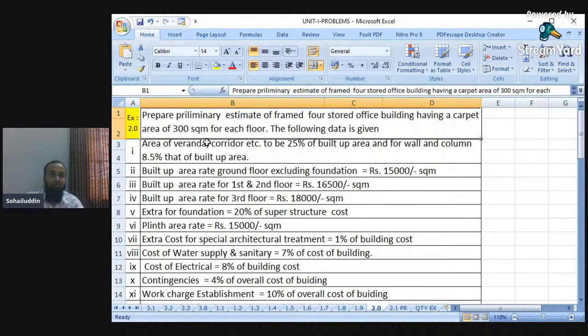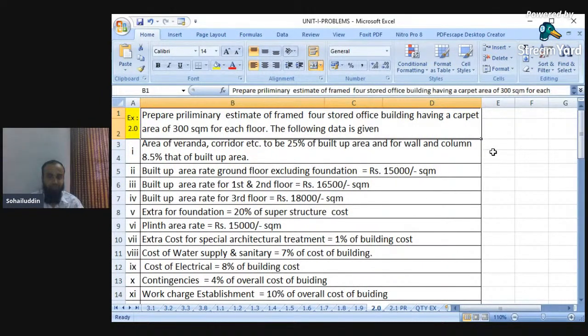So prepare a preliminary estimate of a framed 4-storied office building having a carpet area of 300 square meters. Not for all floors, but for each floor. That means we have to calculate for the different floors. So each floor will have 300 square meters. The following data is given. Area of veranda, again the same calculations. We have to first find out the plinth area, that is P equals the addition of all the different heights. The same procedure is there. The area covered by veranda and corridor is taken as 25% of built up area, and for walls it has been taken as 8.5% of built up area.